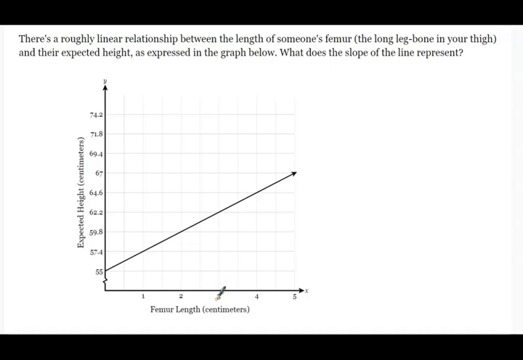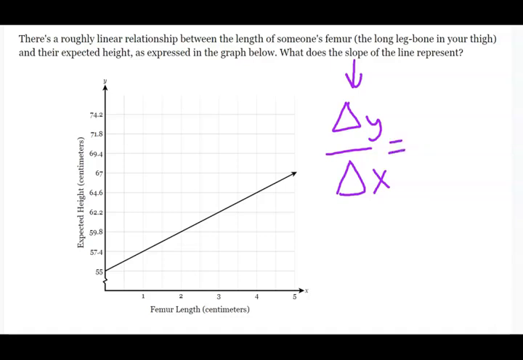The length of someone's femur, that's the length of the bone in your thigh, that's where your femur is, and your expected height. So what does the slope of the graph represent? Well, a slope is a change in y over a change in x. So as long as you can read the x and y axes, you can determine the labels that go here.